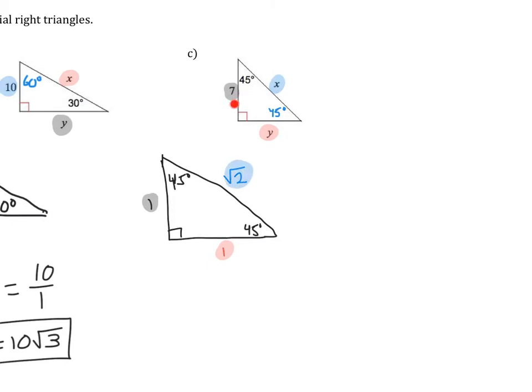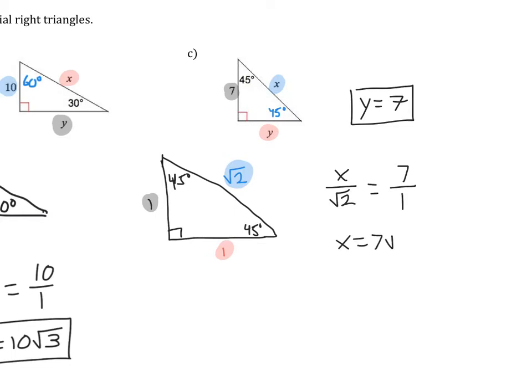One thing you can always know right off the bat, the two legs are always going to be congruent because, again, it's an isosceles triangle. So we can say right off the bat that y is also equal to 7. And then to solve for x, we set up our proportion. So x goes with root 2, just like 7 goes with 1. And then we multiply both sides by root 2, and we get x equals 7 root 2. There you have it.